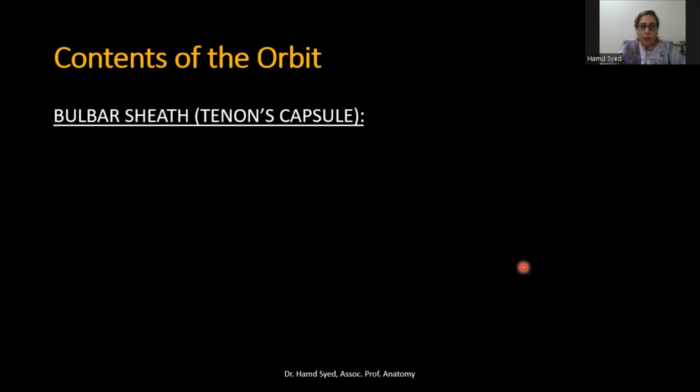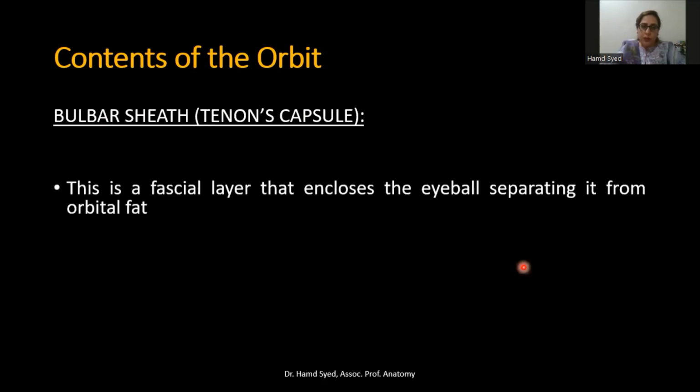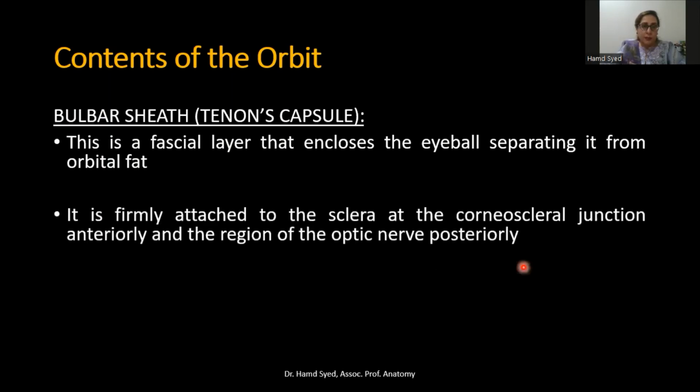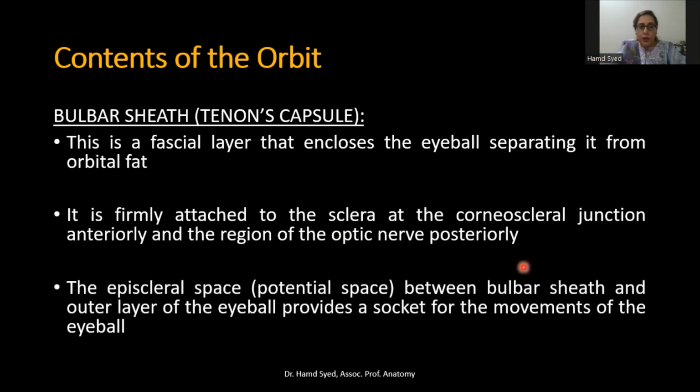Now, contents of the orbit also include the very important bulbar sheath, which is known commonly as Tenon's capsule. This is the fascial layer that encloses the eyeball, separating it from the orbital fat. And it is firmly attached to the sclera at the corneoscleral junction anteriorly and the region of the optic nerve posteriorly. The episcleral space is the potential space between the bulbar sheath and the outer layer of the eyeball, which provides a socket for the movements of the eyeball.